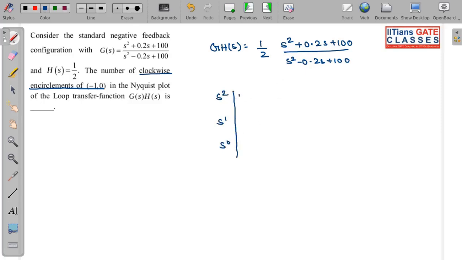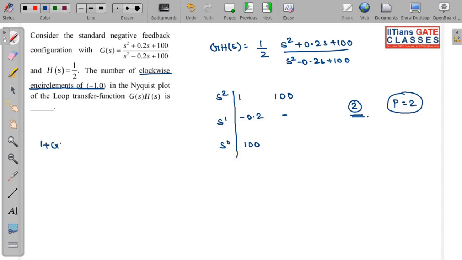Okay, so this is 100 and this is minus 0.2. So you can see over here that this will be 100. So the number of sign changes are actually 2. Okay, number of sign changes are 2. So P over here is equal to 2, where P denotes the number of poles of OLTF in the right half of S-plane.